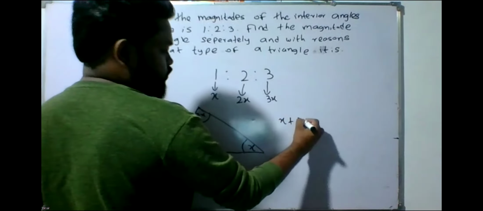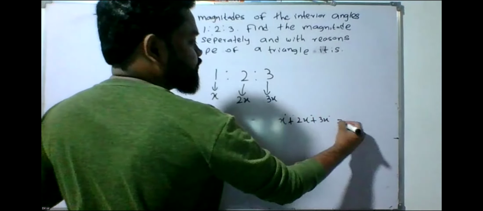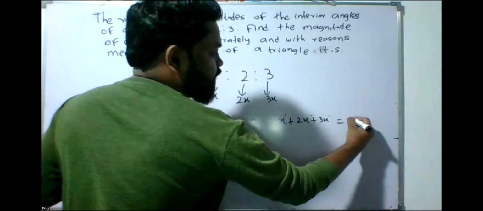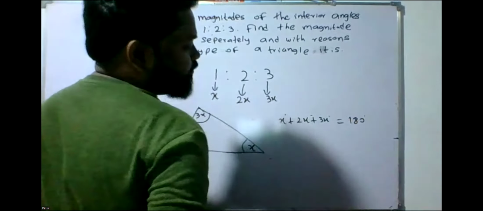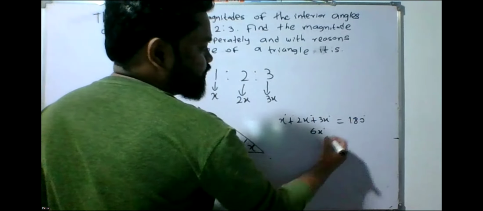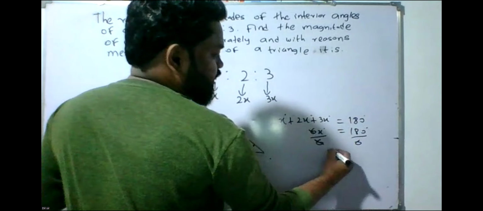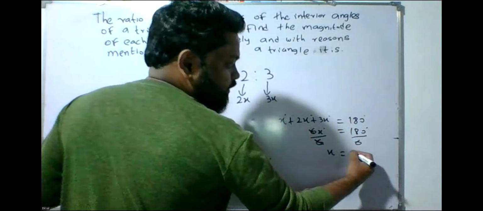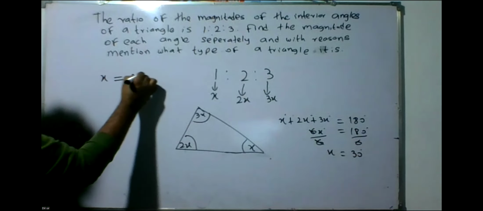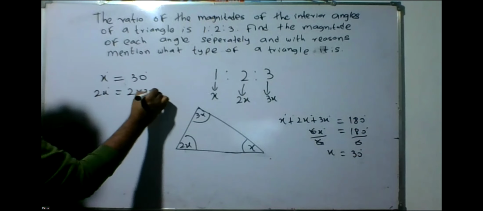The sum of them, x plus 2x plus 3x, equals 180. The sum of them is 6x, equals 180. You can divide both sides by 6, then x equals 30. If x is 30, the smallest one is 30, and 2x, the middle size one, is 2 times 30, which is 60.